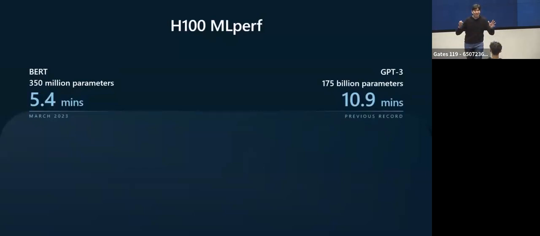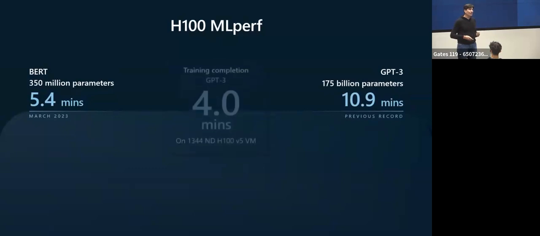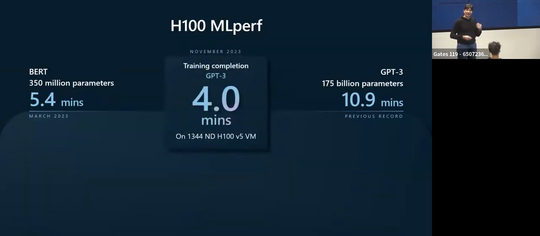So we've gone up orders of magnitude in terms of parameters and down, or basically only doubled in terms of total time, up until the run we did on a fraction of that OpenAI supercomputer, where we trained GPT-3 to completion in 4 minutes.